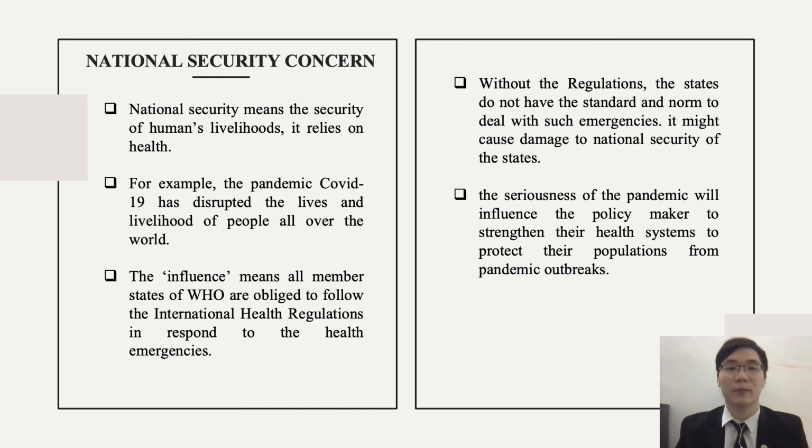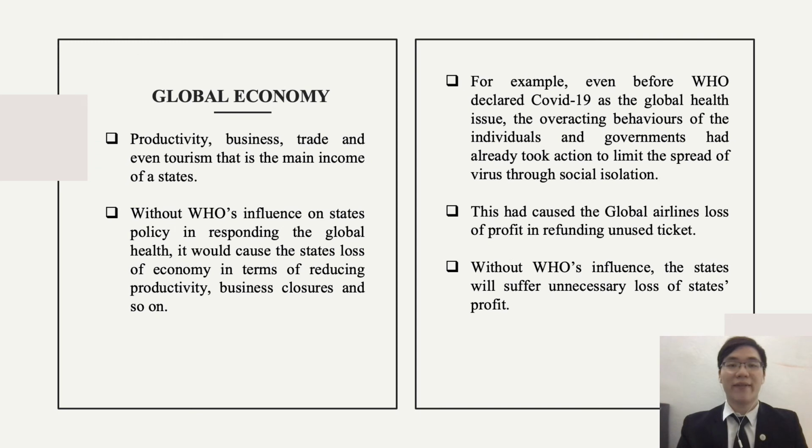On the other hand, a pandemic outbreak is not only a global health crisis, but also has an impact on the global economy. This is because health is closely related to the economy, such as productivity, business, trade, and even tourism, which is the main income of a state. Without WHO's influence on states' policy in responding to global health issues, it would cause states to lose economically, in terms of reduced productivity, business closure, and so on.